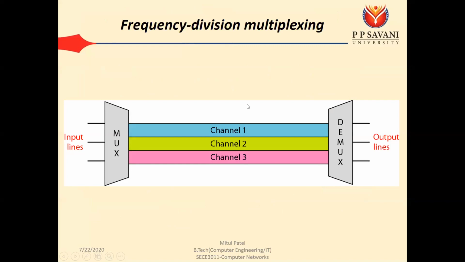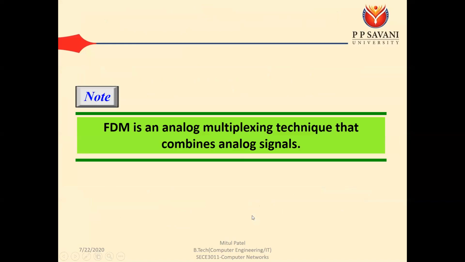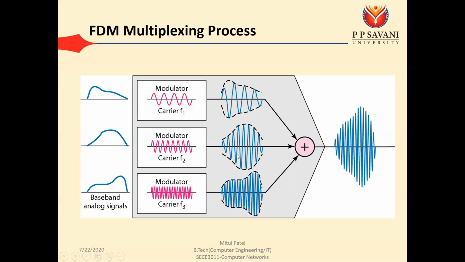Here is the figure of frequency division multiplexing, in which we have three channels divided based on frequencies. FDM is basically used for analog signals, and it can combine various analog signals. Here is the working of the multiplexer. The multiplexer consists of modulators, which modulate the modulating signals. We use a different carrier frequency for each modulator. The modulated signals are combined and finally sent to the channel, that is, to the link.